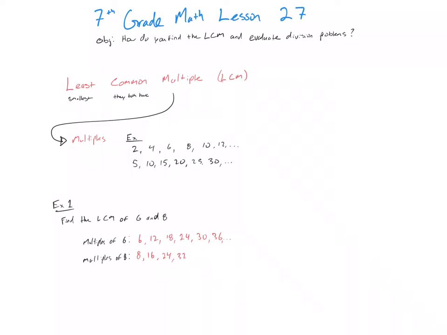But I'm noticing here that I have a number in common. Notice none of the numbers before this are in common, so that means this is going to be the smallest one that they both have in common. So the LCM of 6 and 8 is 24.